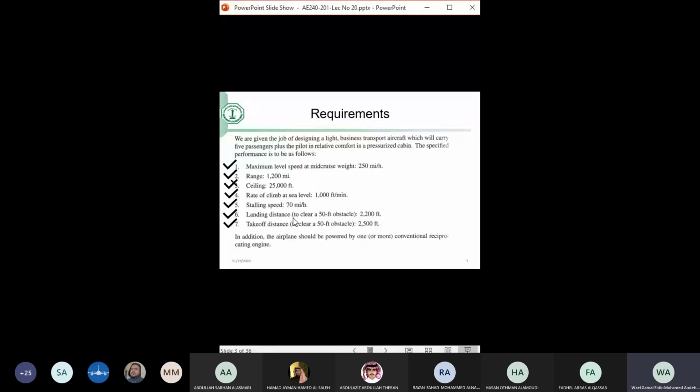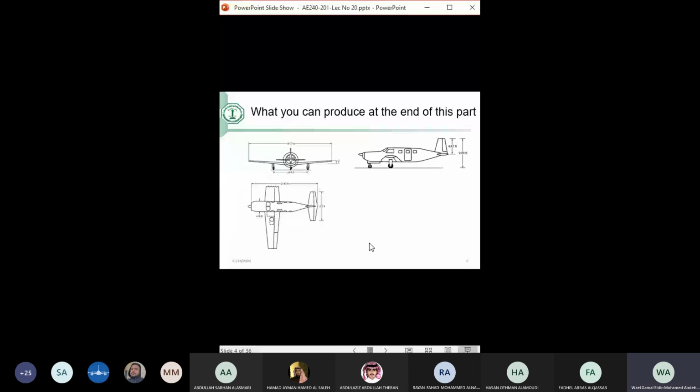And finally, the takeoff distance, we checked this when we calculated the horsepower. The takeoff distance required a horsepower of 118, I think. The maximum level speed required 303. Rate of climb required 362. So this was the one that was critical. So we almost satisfy all of them. So now we have to take the numbers that were generated and get something like this out of them.